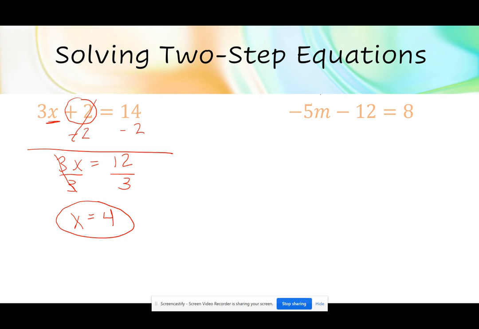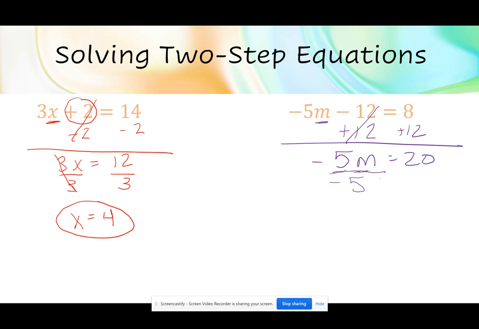Over here, we want to get this m by itself. So again, you start with your addition or subtraction. So to undo this subtraction, we're going to add. Negative 12 plus 12 is 0, so that goes away. We're left with negative 5m equals 20. How is this 5 connected to the m? Multiplication, so we're going to divide by negative 5. So m equals negative 4.